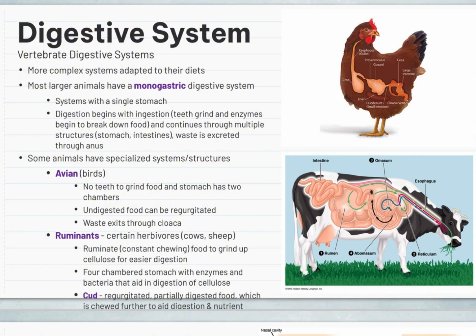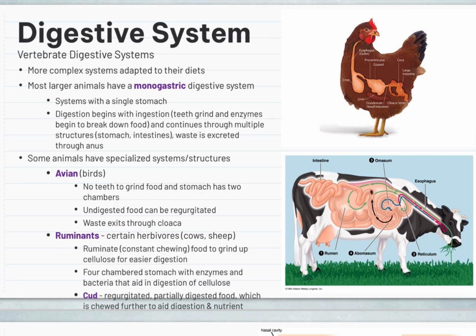Some animals, however, aren't monogastrics. Some animals have specialized systems or structures, so avian birds, they don't have teeth to grind food, and their stomach actually has two chambers. So one is for undigested food, which can be regurgitated, and two, the waste exits through the cloaca, which has both waste types. Instead of having one for urine and one for solid waste, they both come out of the cloaca.